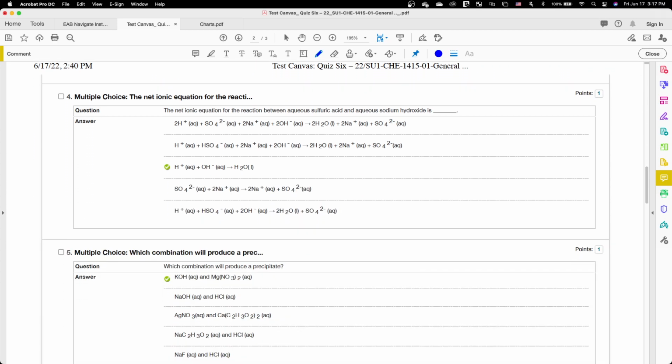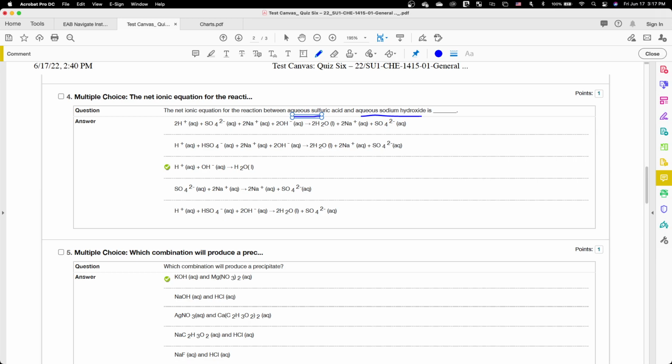What is the net ionic equation for the reaction between sulfuric acid and aqueous sodium hydroxide? Well, if you remember, whenever you do a net ionic equation, it gets rid of all the ions that are aqueous, the ones that are dissolved in water. It gets rid of all those ions and leaves only behind things that were not dissolved in water. And in this case, it might actually even be water itself.